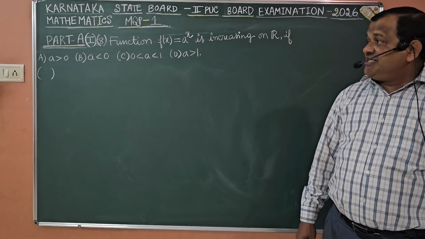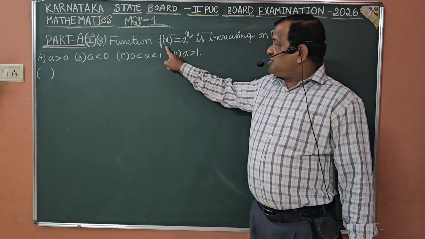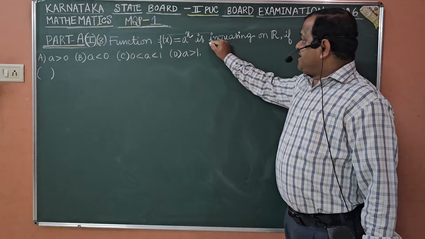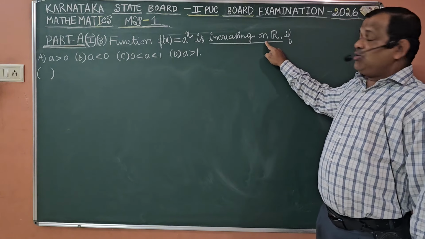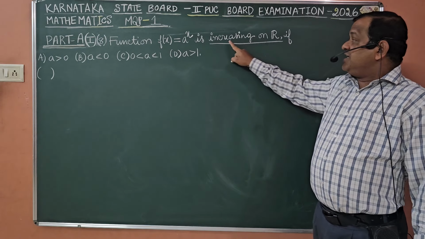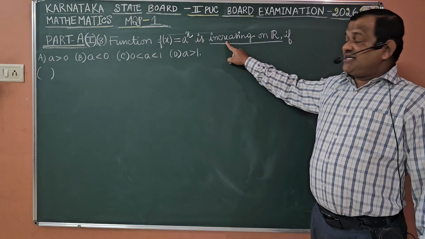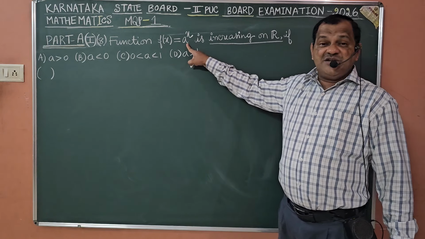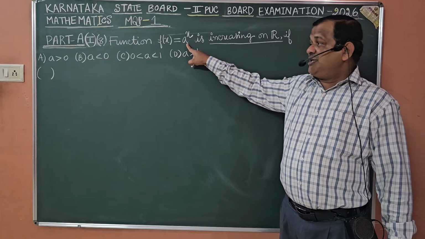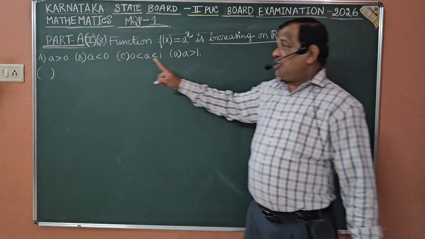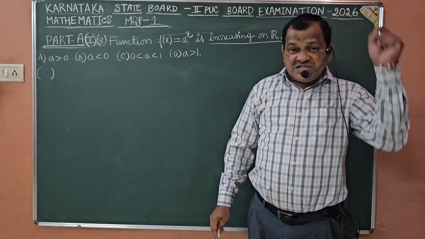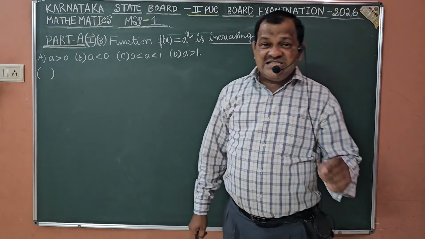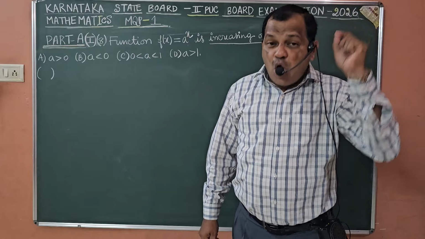This is the 8th MCQ. Function f of x is equal to a power x is increasing on R. They have given it on the set of real numbers. The function a power x is already increasing. Therefore, it is a question from the applications of derivatives lesson, and they are asking what is the value of a. First, I would like to tell you that option B is not possible at all.